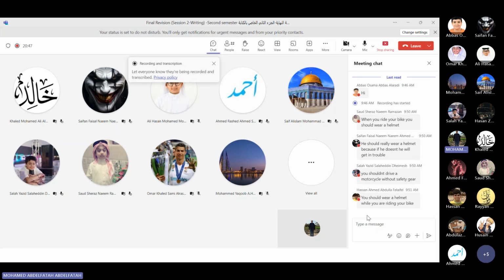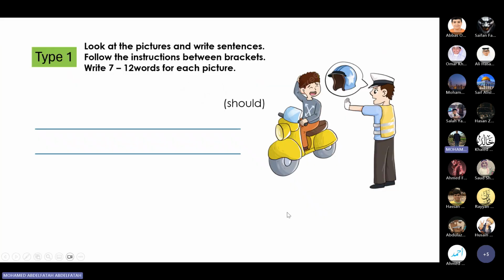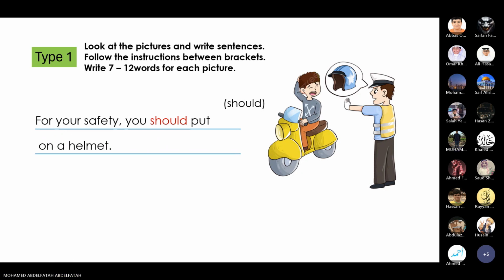Hassan says, Hassan Ahmed Filifal, you should wear a helmet or put on a helmet while you are riding your bike. Fantastic. Students, to save time, this is a model answer for picture number 1. I want one of you, for example, Ryan. Let's take Ryan. Ryan, can you help us read the answer, please? Yes, teacher. Go ahead. For your safety, you should put on a helmet. Bravo, Ryan. Good reading. For your safety, you should put on a helmet.